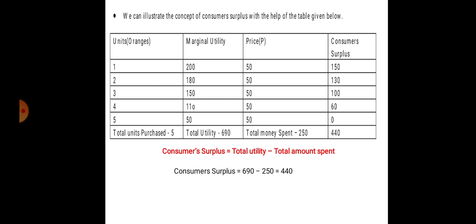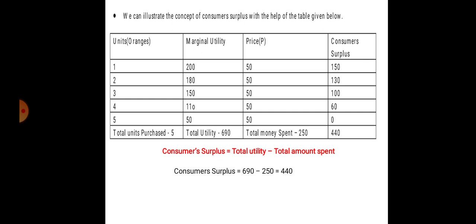Now see here, in the first column, units of oranges are given: 1, 2, 3, 4, 5 units of oranges. And its marginal utility in terms of money is 200 paise, 180 paise, 150 paise, 110 paise, and 50 paise. Now the price per orange in the market is 50 paise per orange. It is constant for all 5 oranges.